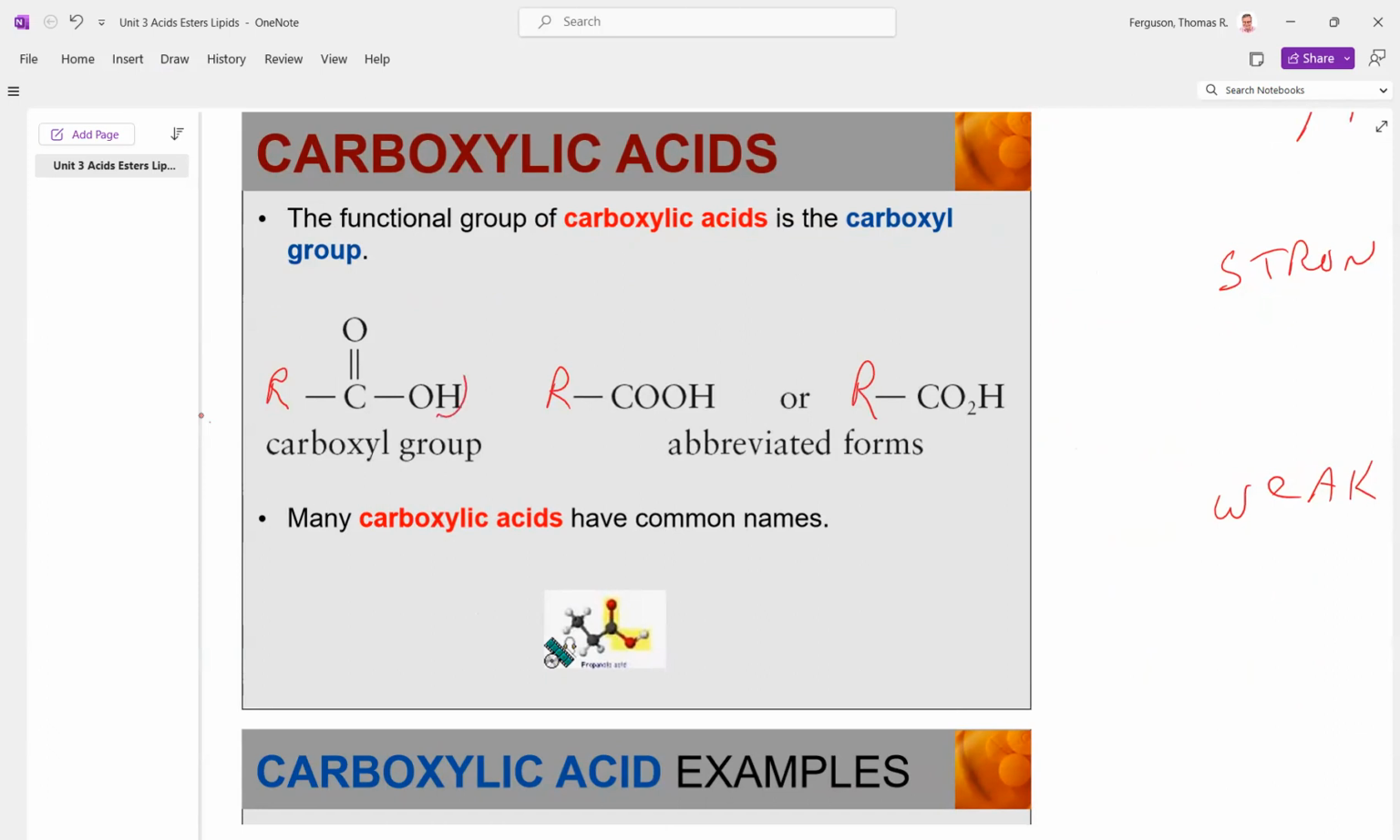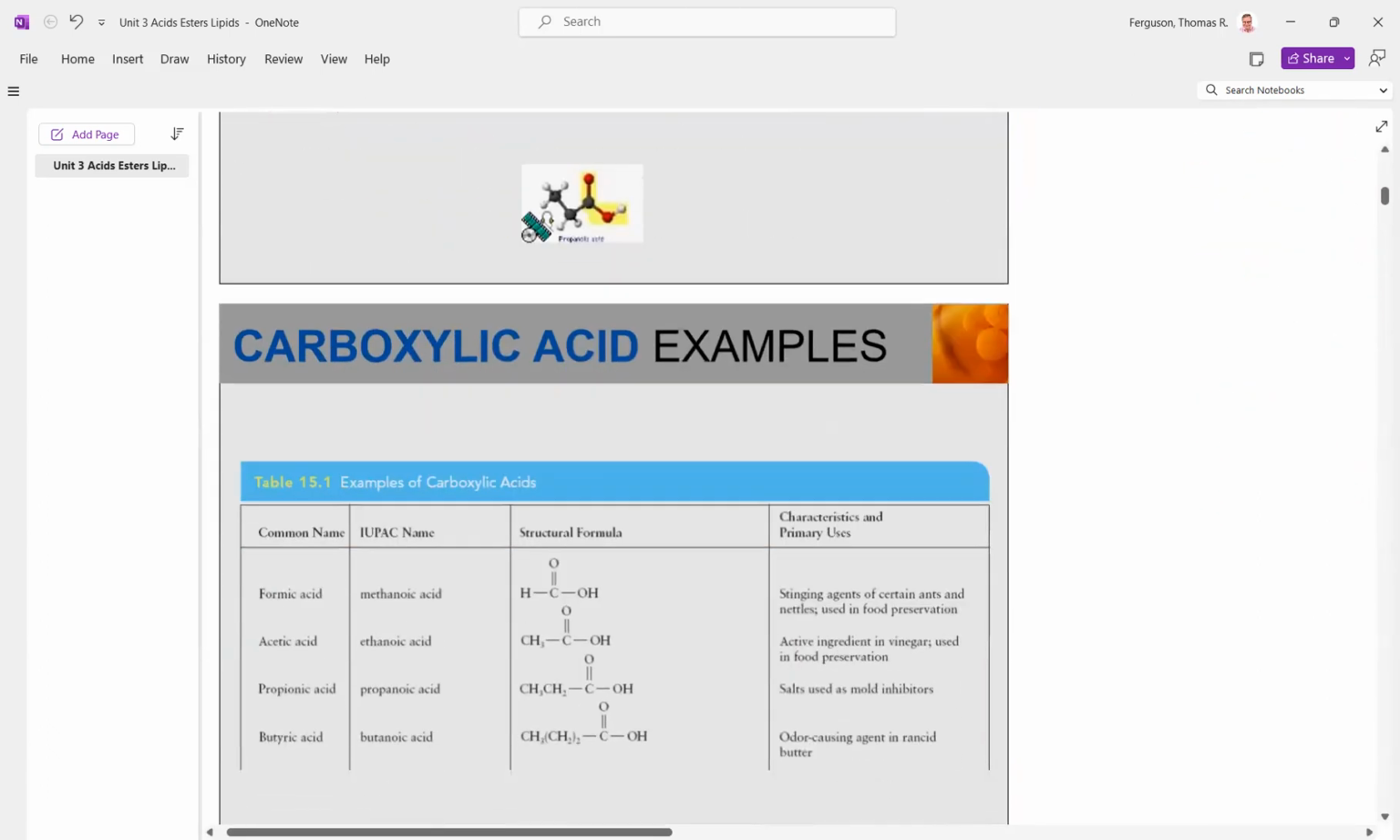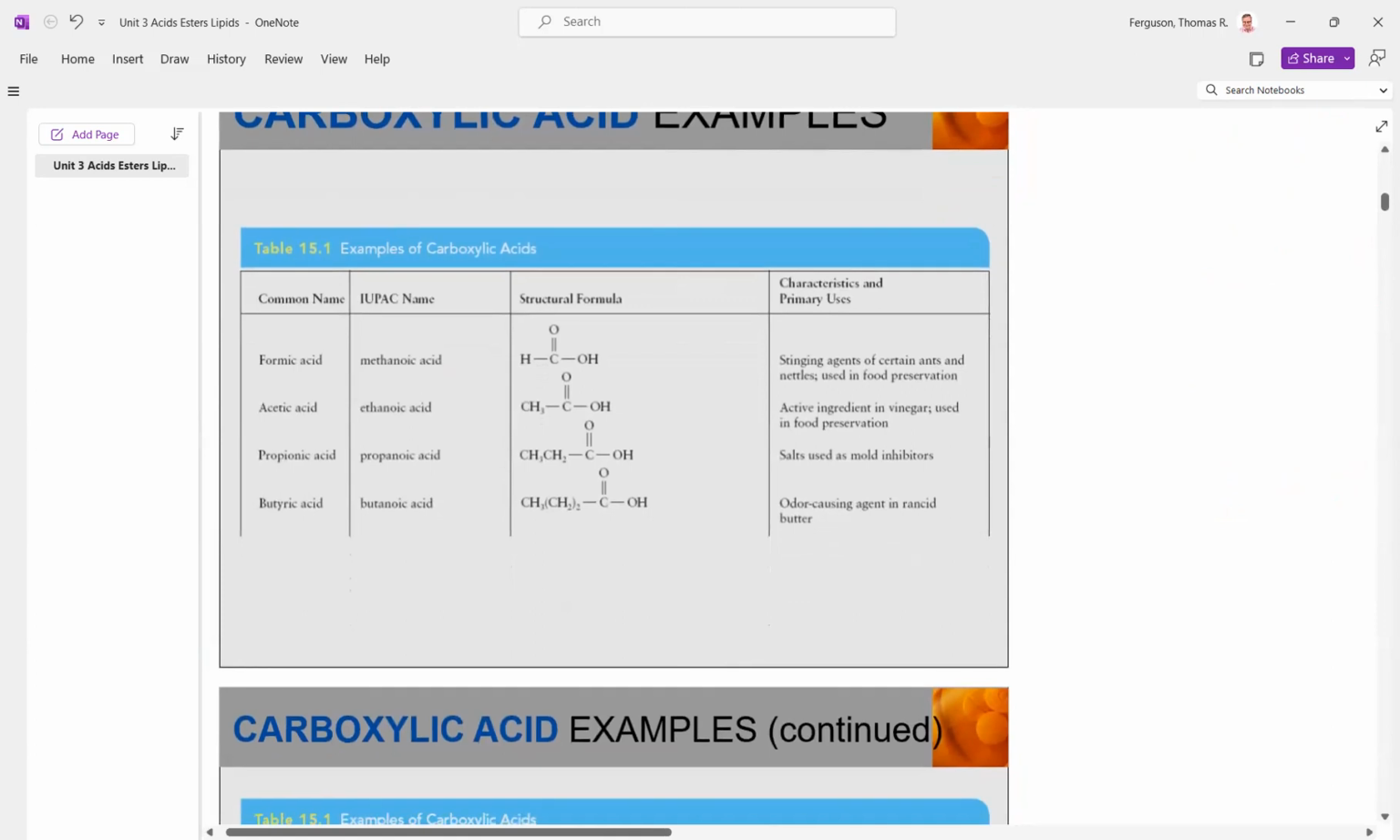And this is the hydrogen that comes off. So this is a combination of an alcohol and a carbonyl group together. You've probably heard of acetic acid. You might not have heard of formic acid. Whenever you get stung by an ant, a red ant, that's what they inject into you. It's formic acid.